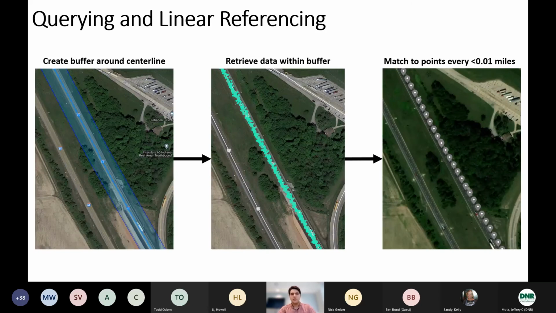Our linear referencing process looks something like this. We first create a buffer around the center line of a road, as you can see here, and then retrieve all the data from within that buffer. Then we match it to points every 100th of a mile along the center line of the road. That gives us a mile marker, if you will, for where the points are, and allows us to really easily plot it on a 2D Cartesian plane.